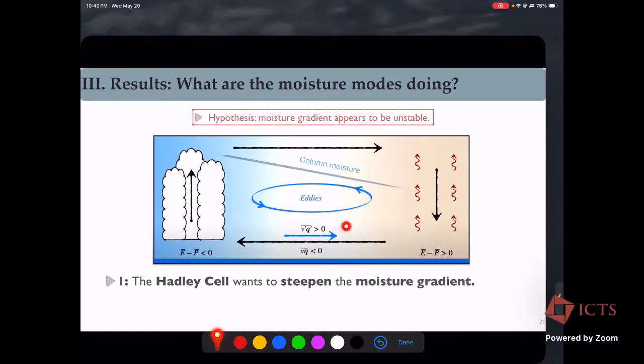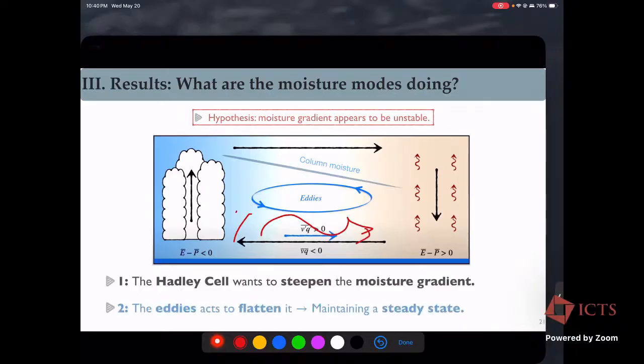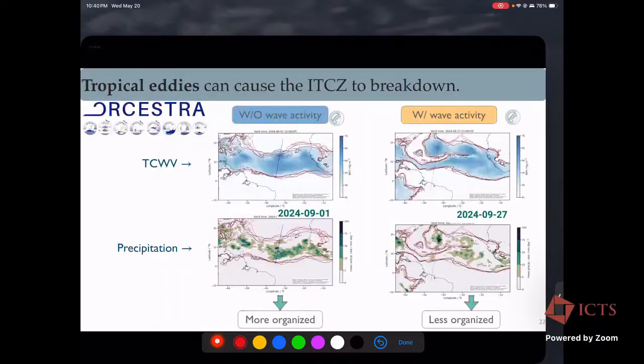But in the opposite direction, you have these unstable eddies driven by our moisture modes that are basically doing the opposite. They are transporting moisture from this region of high moisture to the higher latitudes, in fact acting to flatten the moisture gradient, or trying to disorganize the ITCZ. Of course, the same happens with the Madden-Julian oscillation, but in the zonal direction.